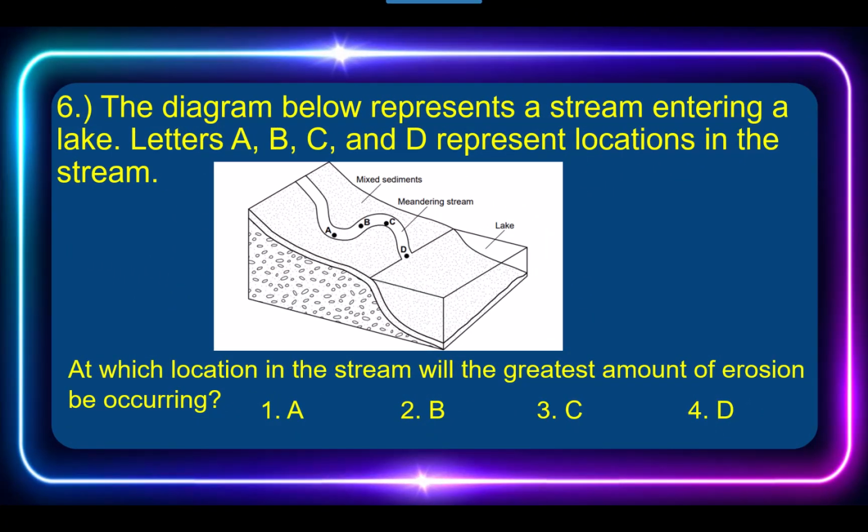Question number 6. The diagram below represents a stream entering a lake. Letters A, B, C, and D represent locations in the stream. Here we have A, B, C, and D. They're all within the stream. At which location in the stream will the greatest amount of erosion be occurring? Is it A, B, C, or D? Go ahead and select your answers.